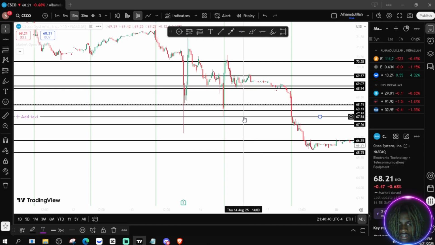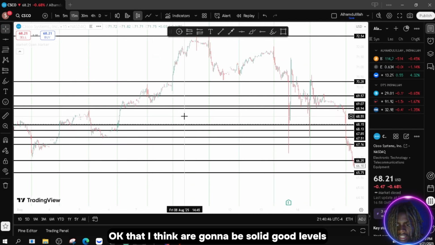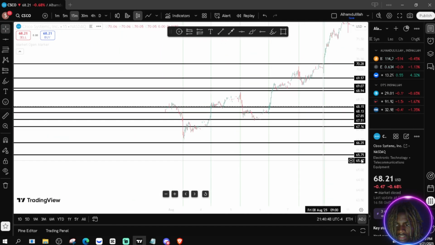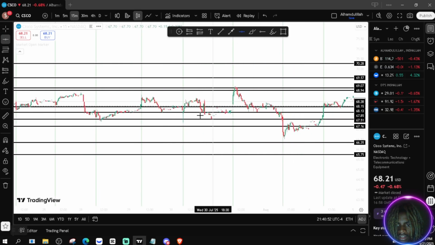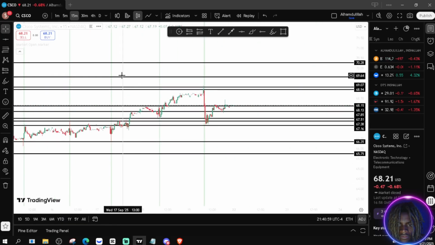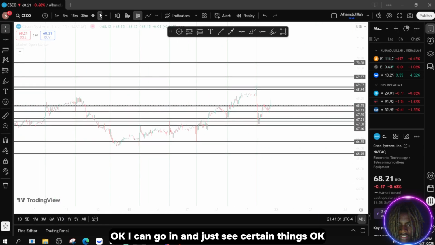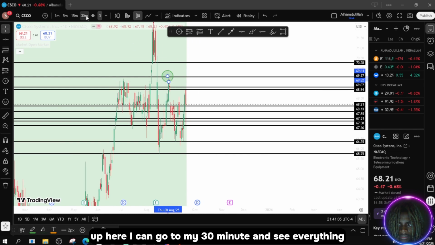And right here. All right, boom. So let's say we have all these levels, for example, that I think are going to be solid, good levels. And this level here. Okay, let's say I go to the far right on Cisco. I can go ahead and just see certain things. So I know that price is trying to at least chase this resistance up here.